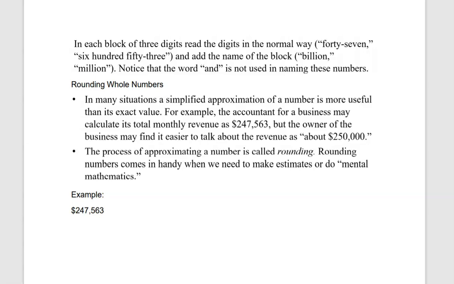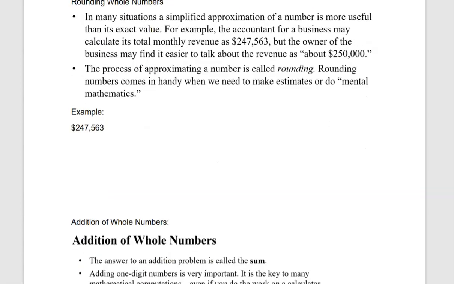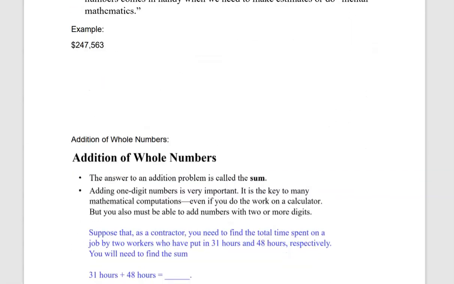In many situations, especially in tech math, it's going to be important that you can talk about big numbers and round them. In other words, if you had an accountant business, sometimes you want to refer to things as the exact number, and sometimes you want to talk about something as being a general number. And so if we take this number 247,563, and I said, well, I really want you to round that to the thousands place.